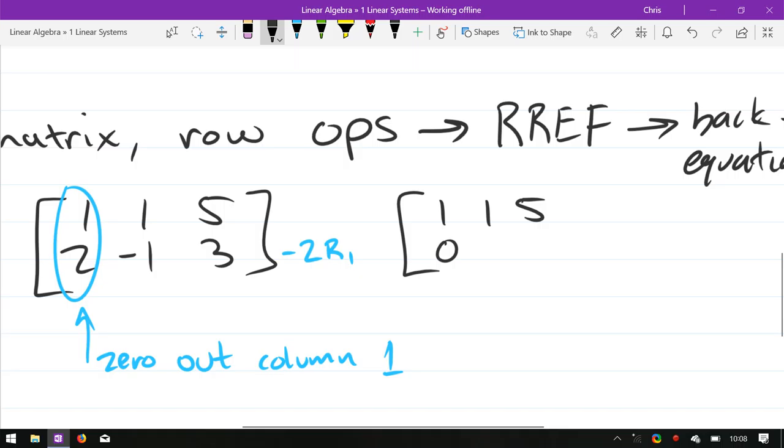Now the other ones are going to get modified as well. Negative two times one is negative two, minus one, that's negative three. And last up, we're going to have negative 2 times 5, negative 10, plus 3 is negative 7. Any questions on this first operation we just did?